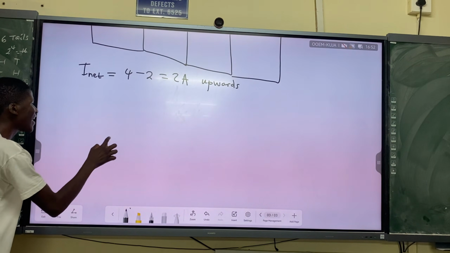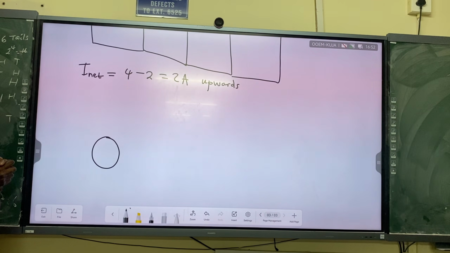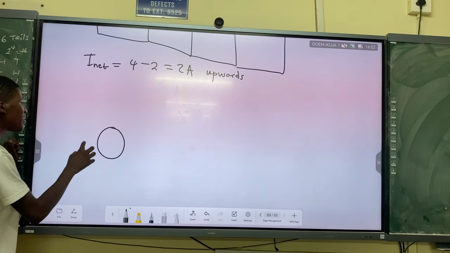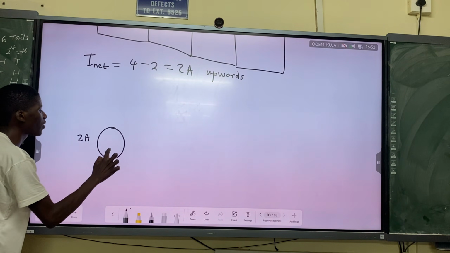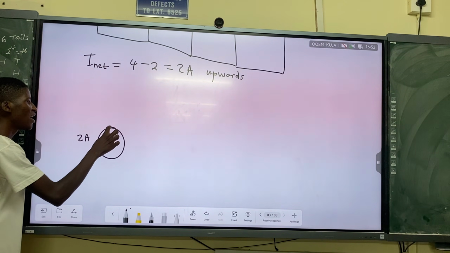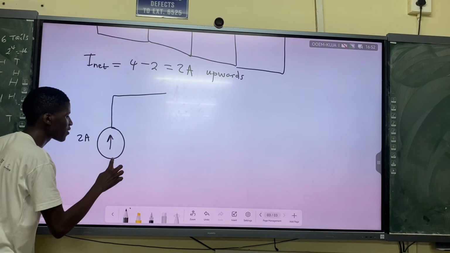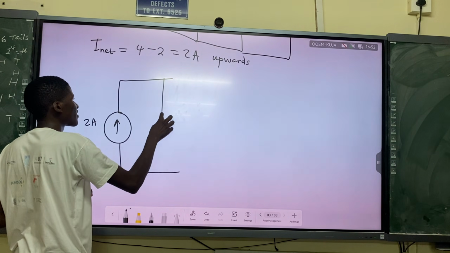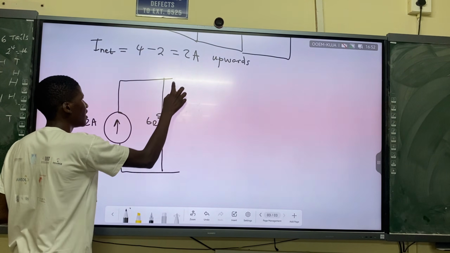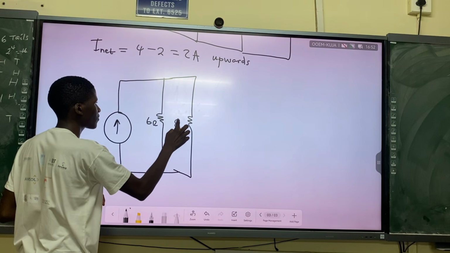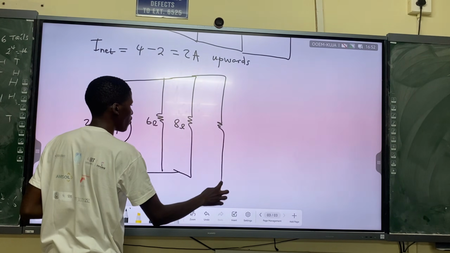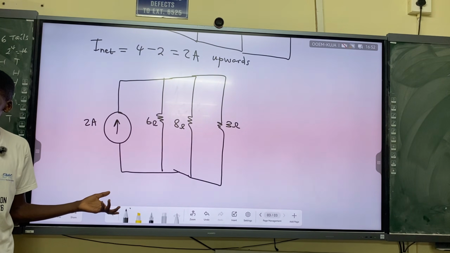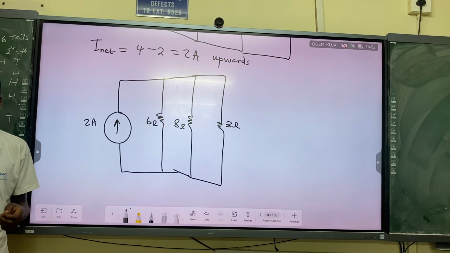So it means we have a current source which we can combine with another current source, instead of having the 2 and 4 separately. We can have just 2 amperes going upwards. And then these 2 amperes upward will be connected to these resistors: the 6, the 8 and the 3. So here we have 6 ohms, here 8 ohms, and here 3 ohms. This is now a simplified circuit again. It's only having one power source. Very simplified. You can solve everything else they ask for.